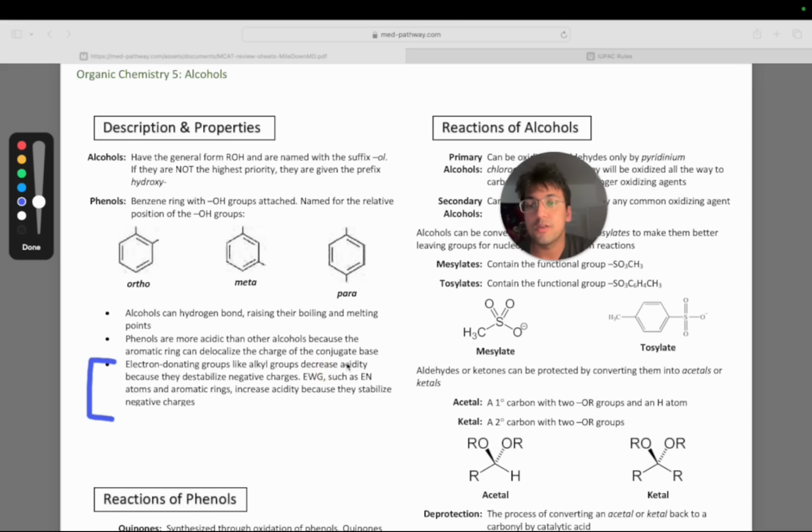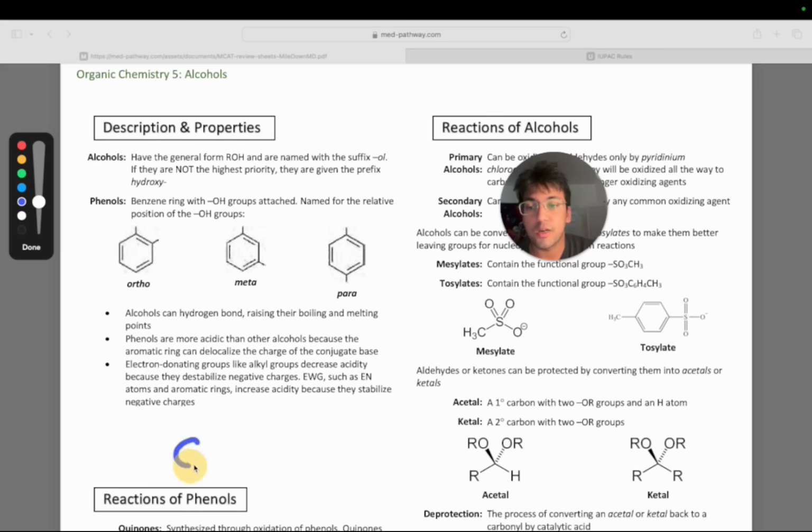Okay. Now we know that electron donating groups like alkyl groups decrease acidity because they destabilize negative charges. Electron withdrawing groups like electronegative atoms like F and oxygen, and aromatic rings, increase acidity because they stabilize the negative charges. So you can imagine, if I have this carbon chain and then I want to remove a hydrogen from this, and so this is now a negatively charged carbon. This does not like that because carbon is not that electronegative, right? And so it's not gonna like this extra electrons that much.